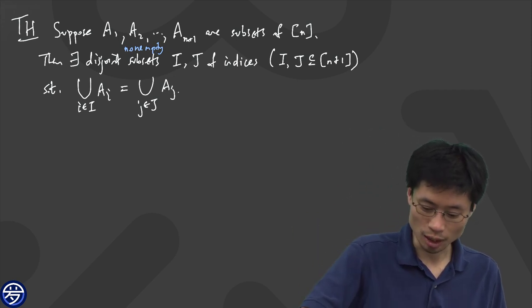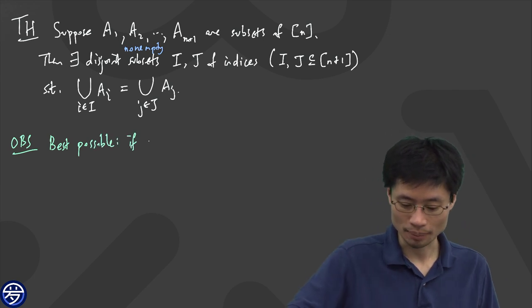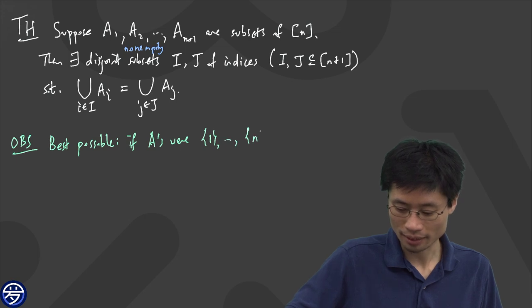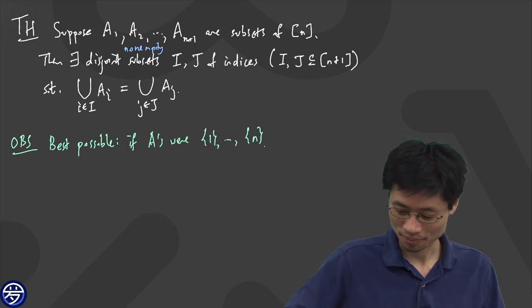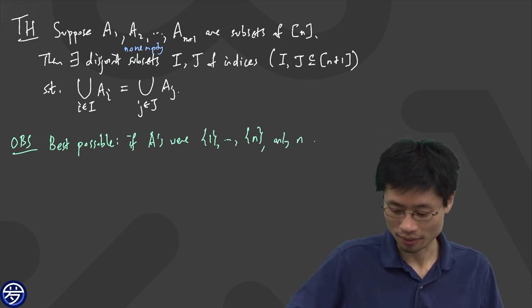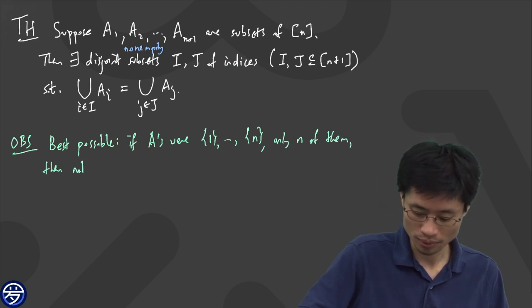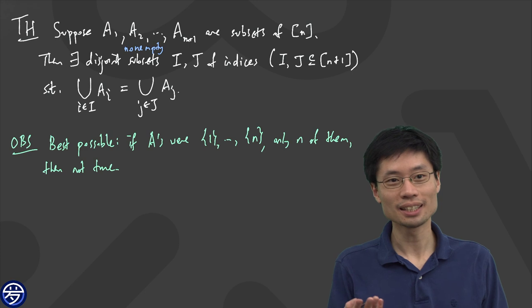Yes. So there's an observation, which is that this would be best possible, because if you had each of the A's be just 1 up until n, that's a strange curly brace, has too many curls, {1} up to {n}, only n of them, then it's not true.